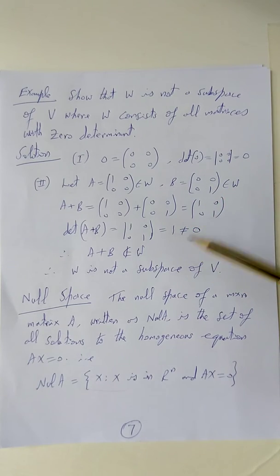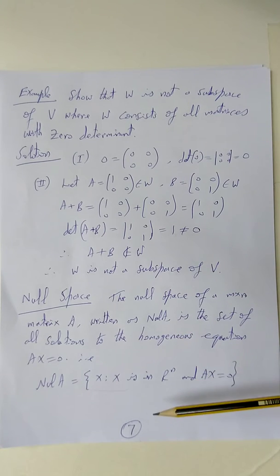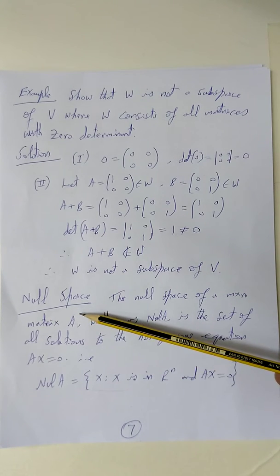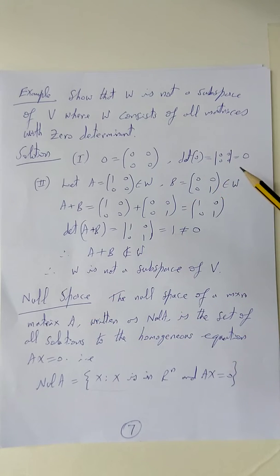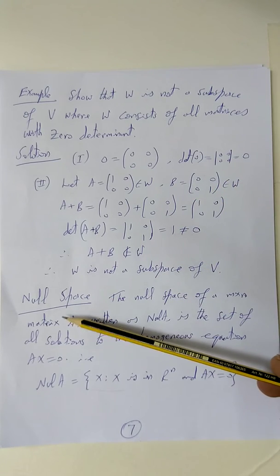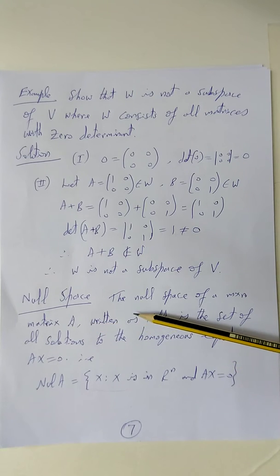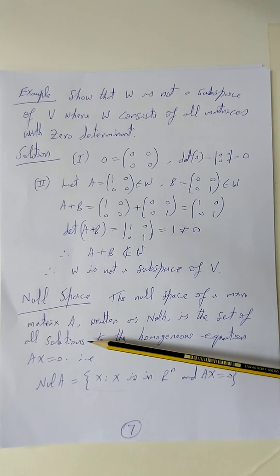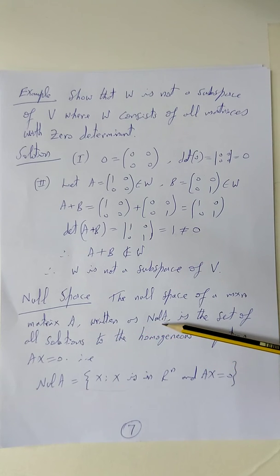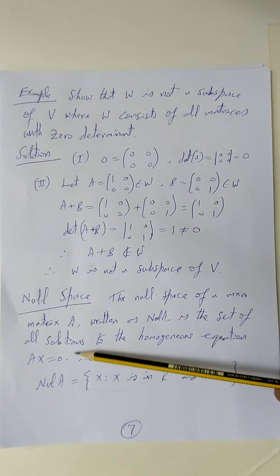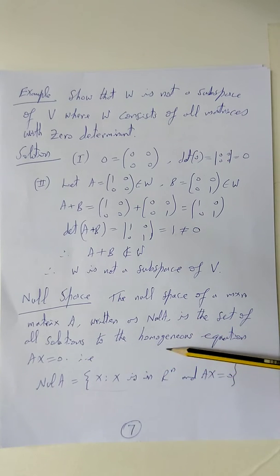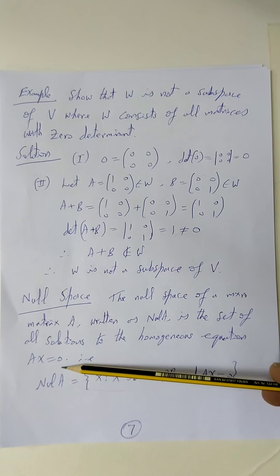Okay, so that was from the previous lecture, and now I will start my new topic, which is null space. Just like we previously studied subspace, now it is null space. What is the definition of null space? The null space of an m by n matrix A, written as Nul A, is the set of all solutions to the homogeneous equation Ax equals 0.